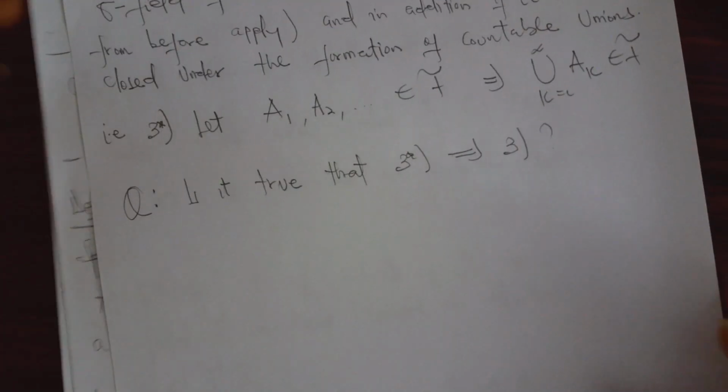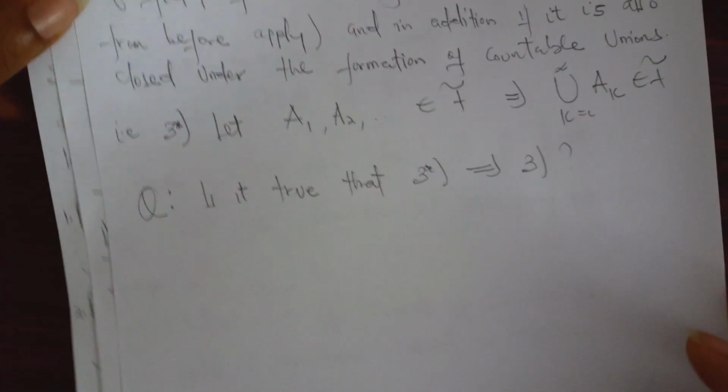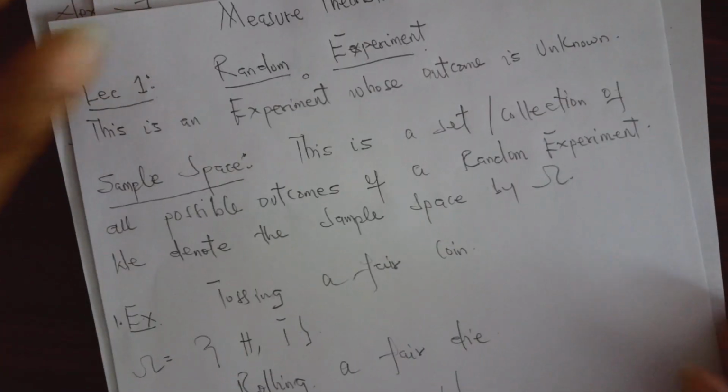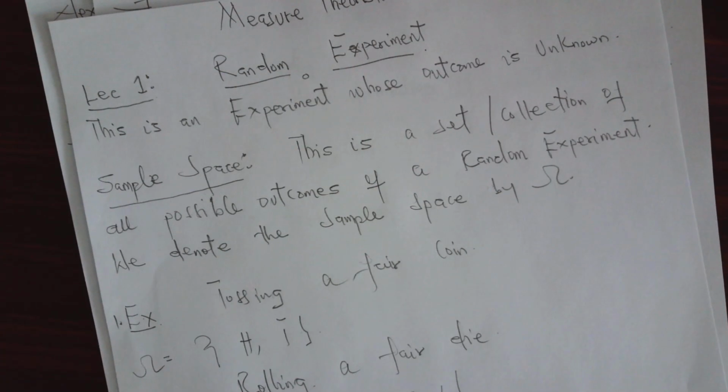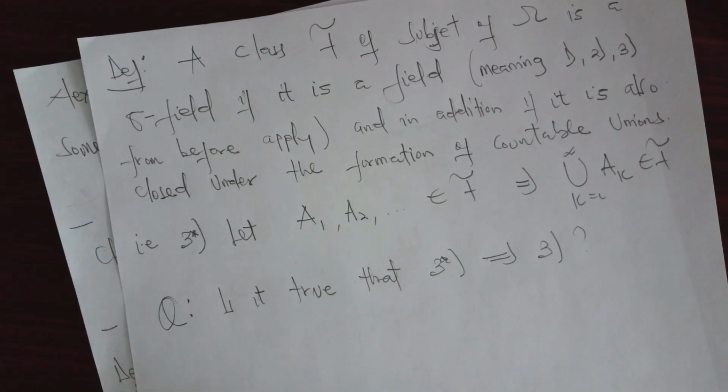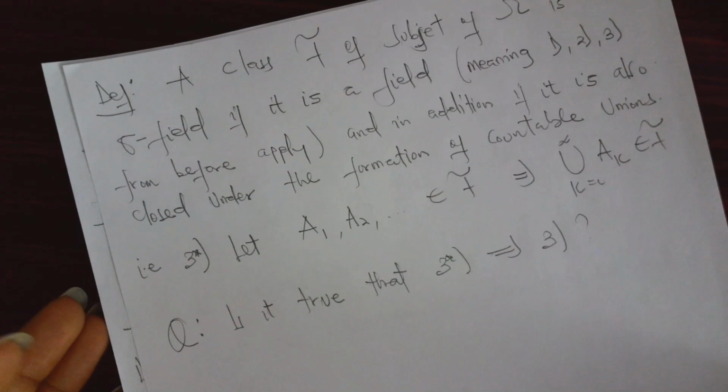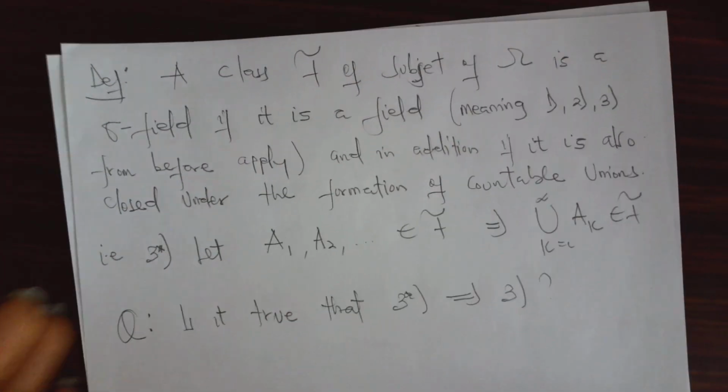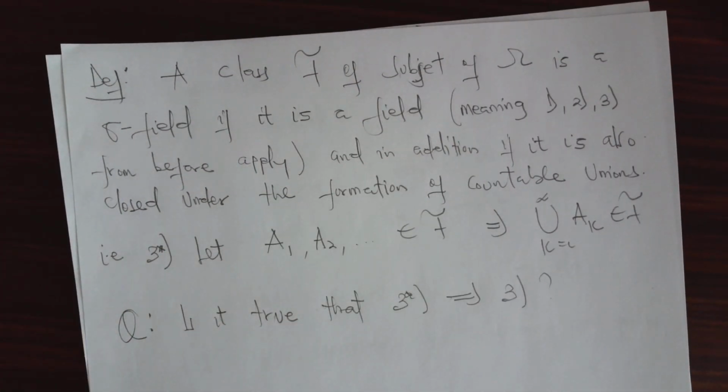Today, we've gotten to know what we mean by a random experiment, the sample space, some examples of random experiments and how we model them, events, and fields and sigma fields, and we know the conditions for which a class F must satisfy to be called a field or a sigma field.